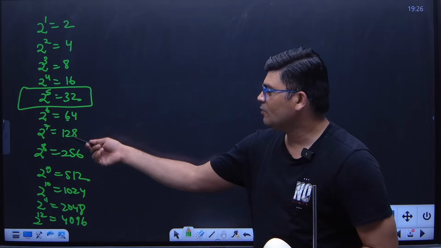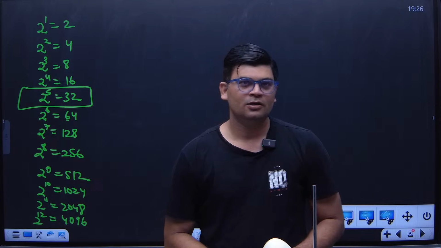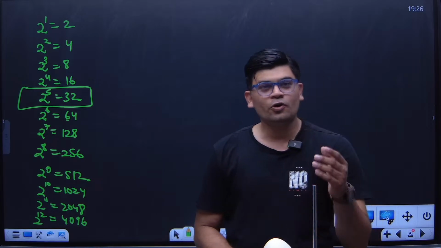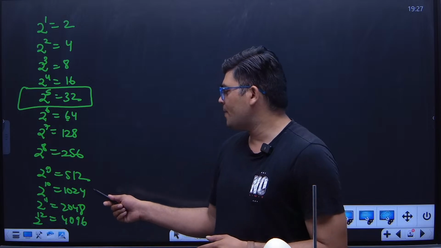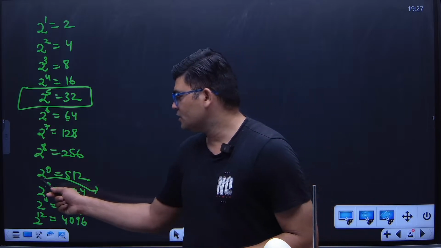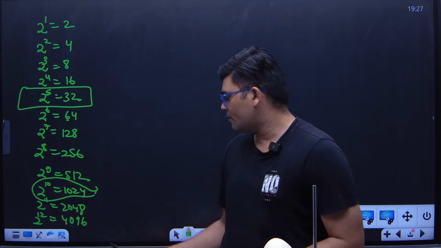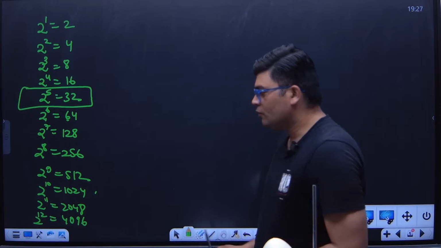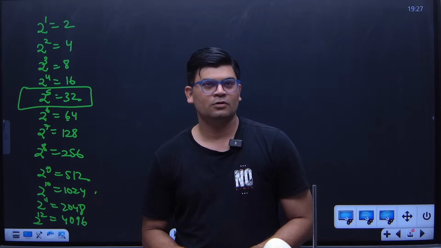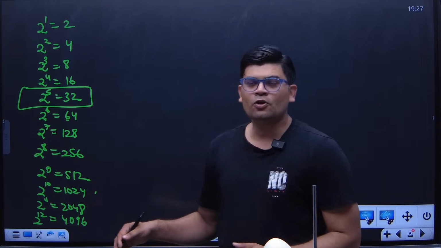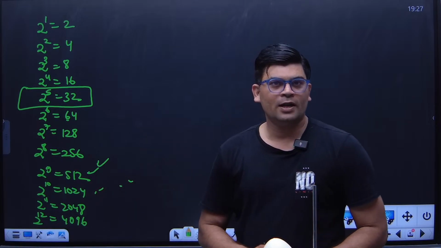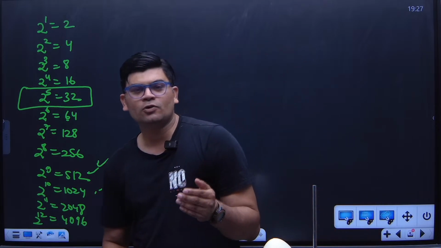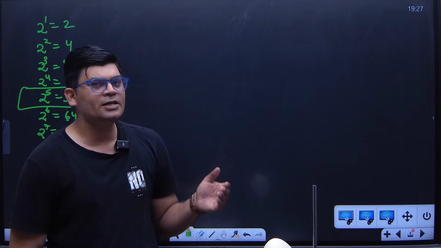So Akriti, tell me what is 2 raised to the power 8? 256. So do you need to remember this value? No. How can you remember? You can remember backwards. 2 raised to the power 10 is how much? 1024. Okay. So you can go backwards. 2 raised to the power 9 is 512, and 2 raised to the power 8 is 256.